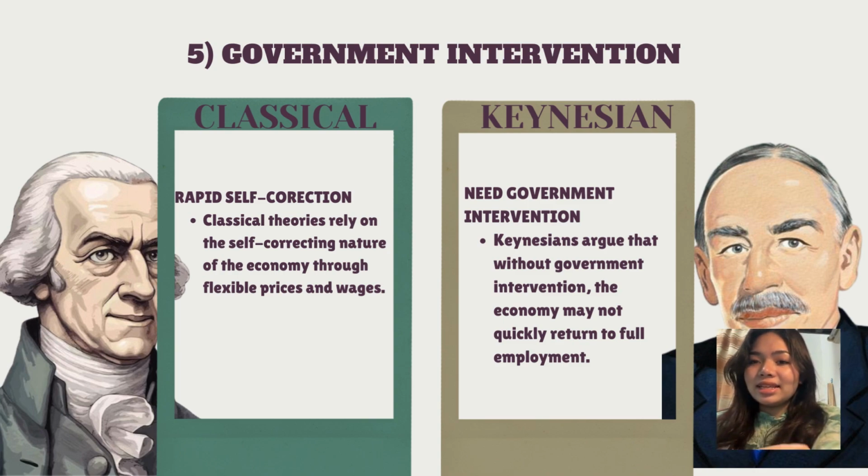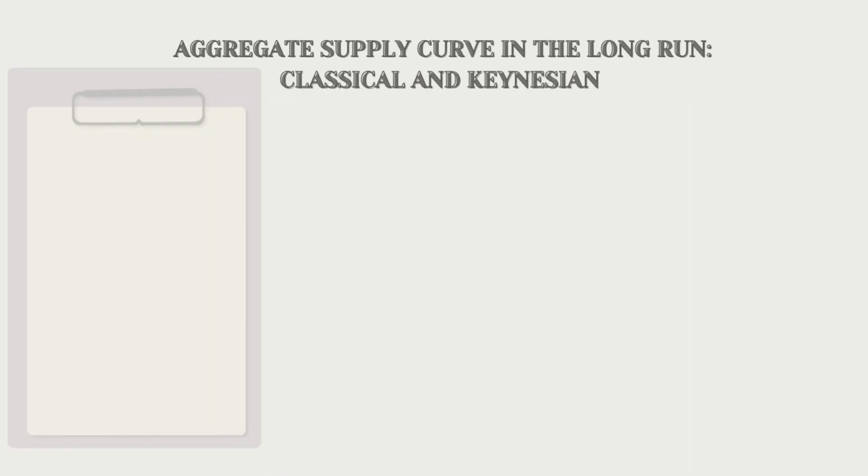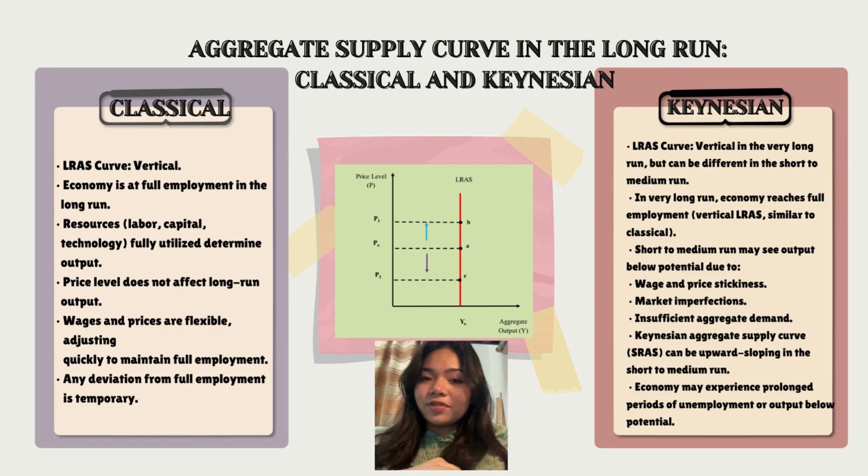On the other hand, Keynesian economics, developed by John Maynard Keynes during the Great Depression, challenges the classical view. Keynesians argue that markets do not always self-adjust quickly, particularly in times of economic downturns or recession. Keynesians advocate for active fiscal policy where the government adjusts its spending and taxation policies to stabilize the economy. Unlike classical economists who believe in the natural tendency of the economy to reach full employment, Keynesians argue that government intervention is needed. Next, the long-run aggregate supply curve is vertical in the classical and Keynesian analysis.